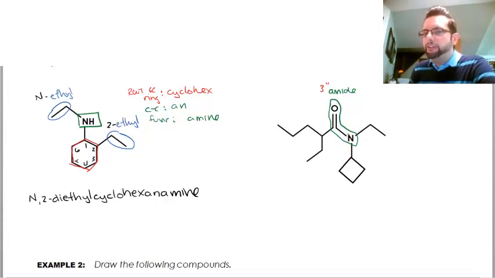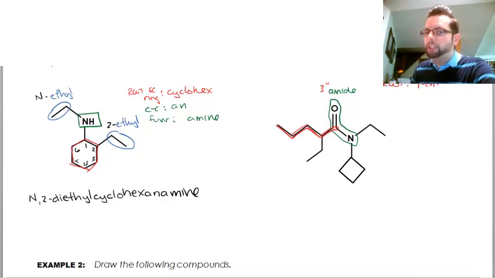Now, picking the parent for a secondary or tertiary amide is easy, because that carbon that's part of your functional group, that's forming that double bond with the oxygen, that is part of your parent chain. So we're going to start here. And we have to pick the longest chain that's attached to that carbon of my amide. So 1, 2, 3, 4, 1, 2, 3, 4, and 5. So there's my parent chain. It's got 5 carbons in it. So my root is going to be pent.